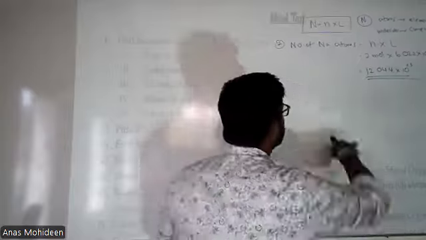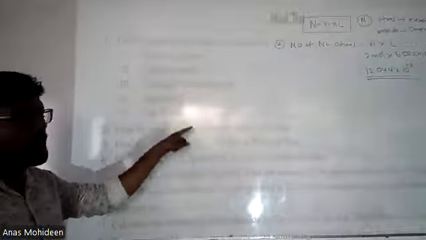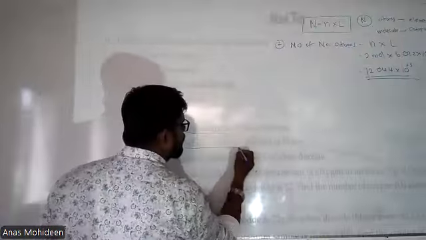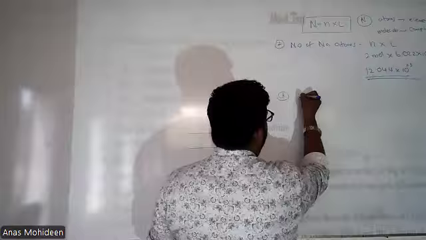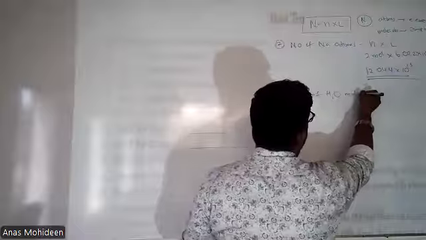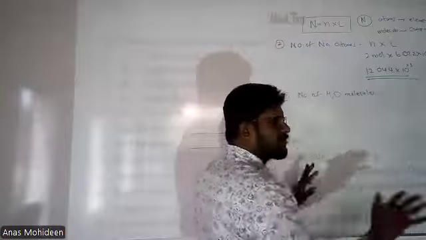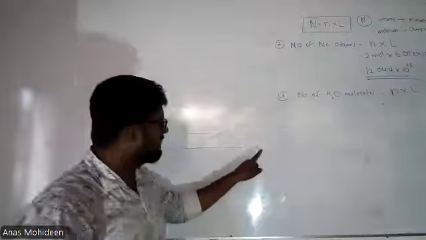So according to the first question, question 2, we did it for atoms. Look at the question, please. Find the number of H2O molecules. Can you see H2O molecules? Earlier sodium atoms, now H2O molecules. So how do I find the number of H2O molecules? Formula, no change. Moles into Avogadro. How many moles are there?